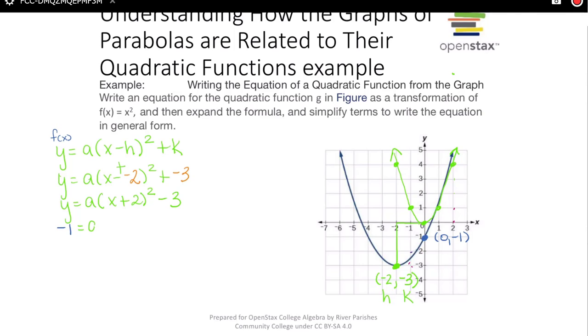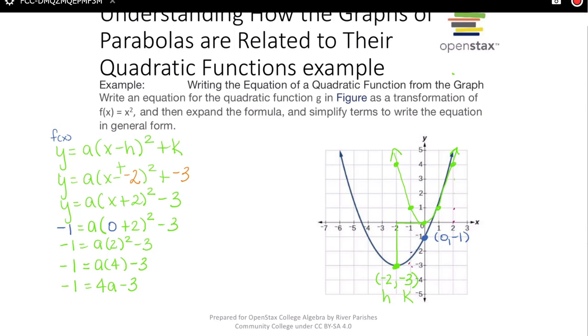And I don't know a. And for x, I'm going to substitute in 0 plus 2 squared. Don't forget the squared. Minus 3. So that leaves negative 1 equals a times (0 plus 2) squared minus 3. So that's negative 1 equals a times 4, because 2 squared is 4, minus 3. So now I have negative 1 equals 4a minus 3.